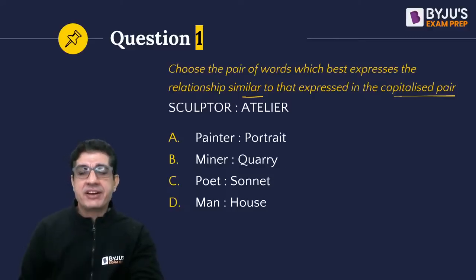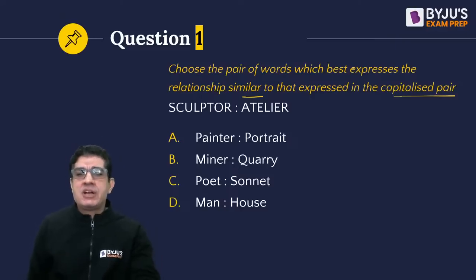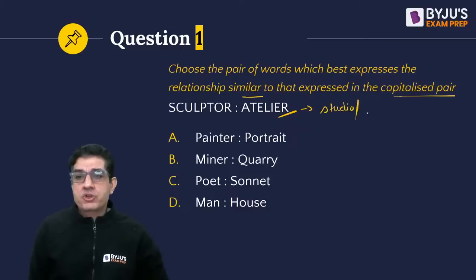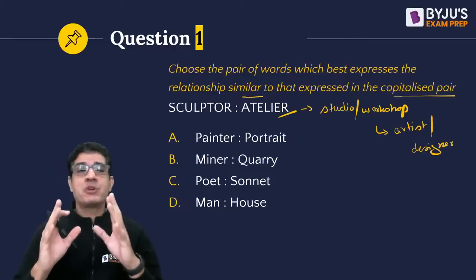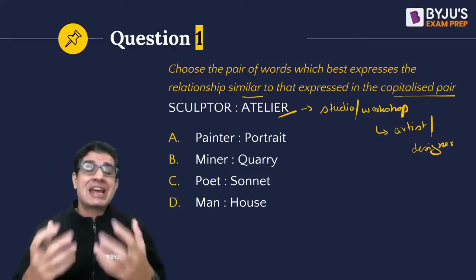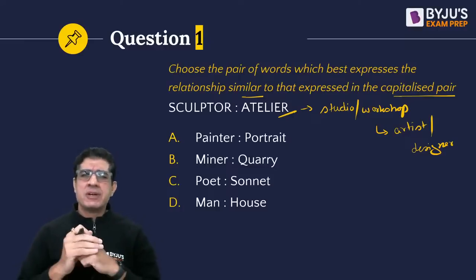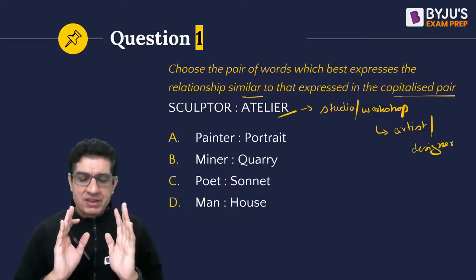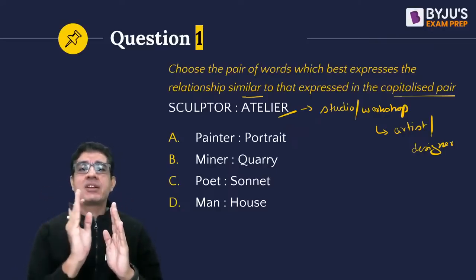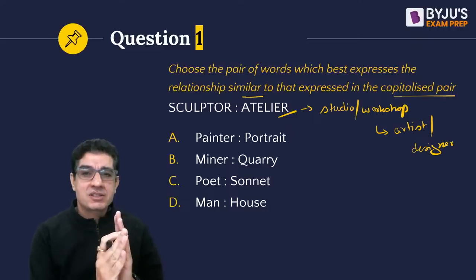All right, so coming back to this question now, atelier basically is a studio or a workshop, especially one that is used by an artist or a designer. So what do we do in verbal analogy questions? The first step is where we establish a relationship between the two stem words, the words which are given to us in the question. So can I say that atelier is where a sculptor works?